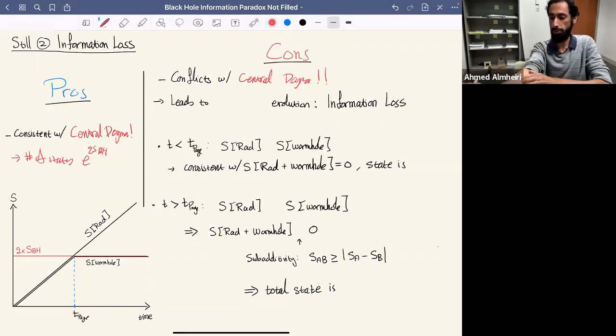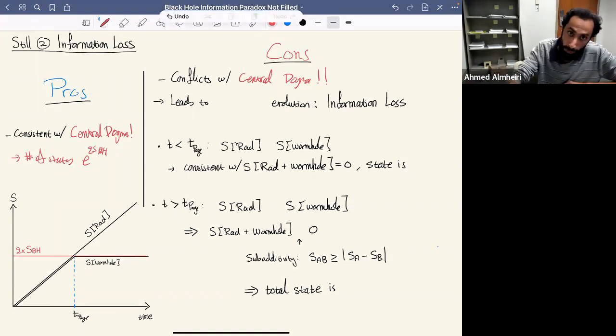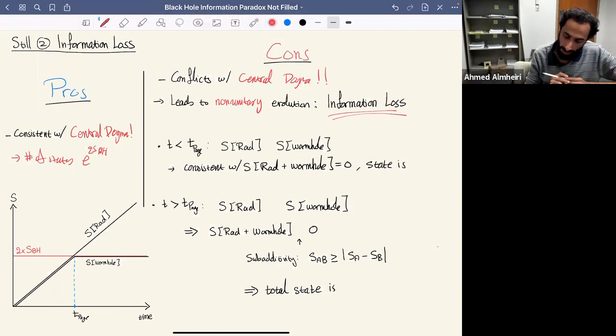By that I mean it conflicts with a different aspect of the central dogma, namely it leads to non-unitary evolution. You get information loss. And to see that, consider the entropies before the page time and also after the page time. Before the page time, the entropy of the radiation is equal to the entropy of the wormhole. And so it's consistent to have that the total entropy is 0, that the radiation purifies the wormhole. And so the state of the combined system is pure.